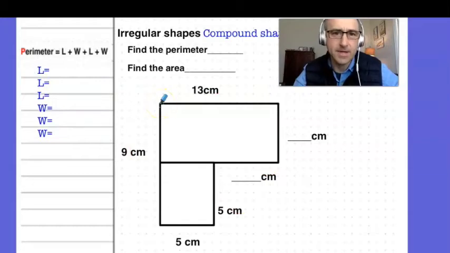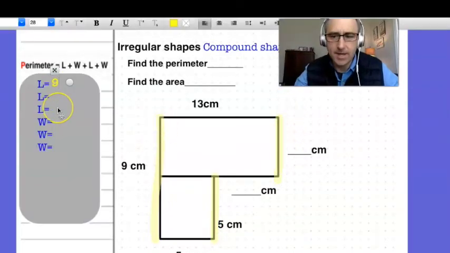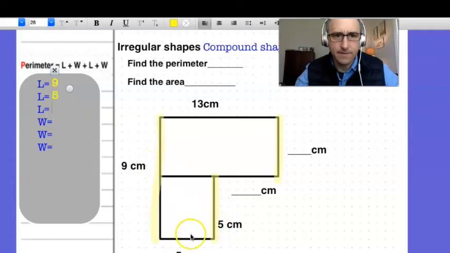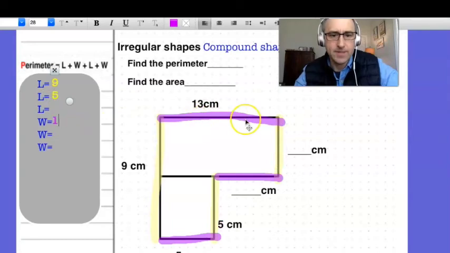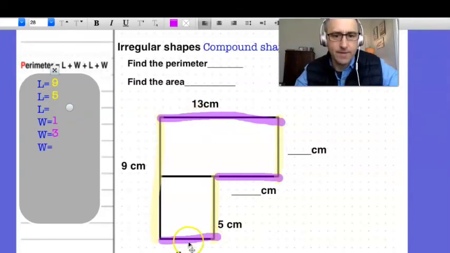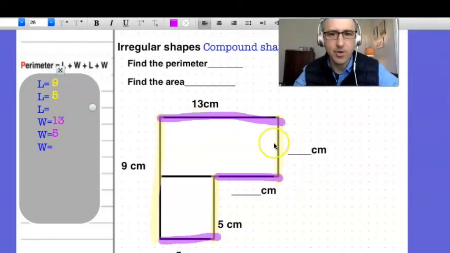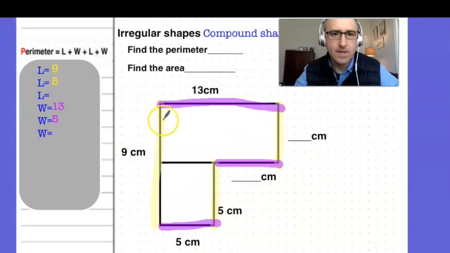Let's highlight again. My lengths or my heights this time, I'm going to call this 1, 2, and 3. I'll label the ones that I know first. So this one is 9, followed by this one is 5, followed by one that I don't know yet. As I go to my widths, I've got 1, 2, 3. So I have one that's 13, I have one that's 5, and then one I don't know, so I need to solve these.